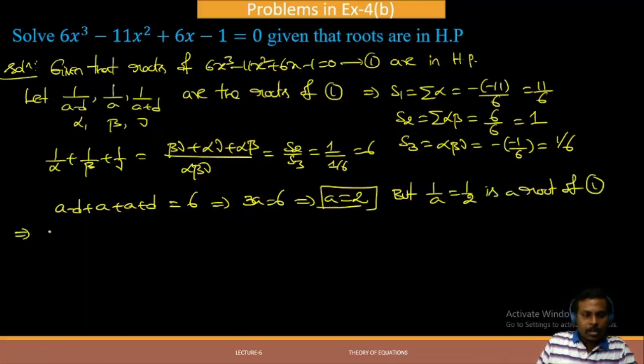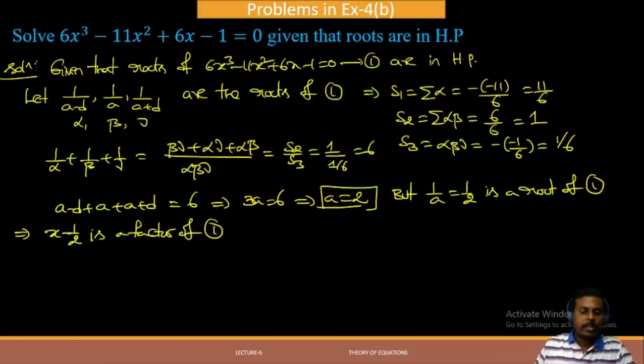So this implies x minus 1 by 2 is a factor of equation 1. Now let us factorize the equation using Horner's synthetic division. So let me write the coefficients here: 6, minus 11, 6, minus 1. I am writing 1 by 2 here. So 0, I am writing it here.